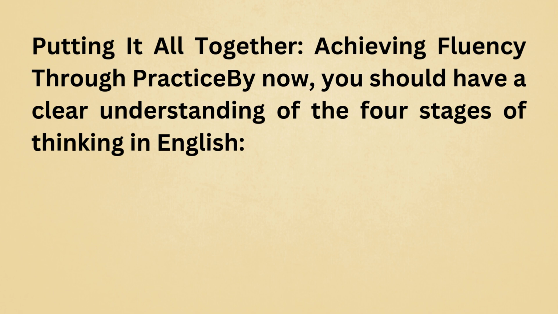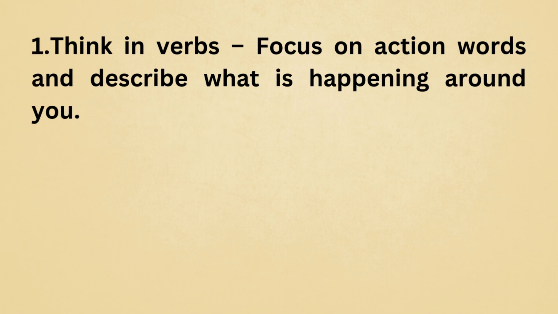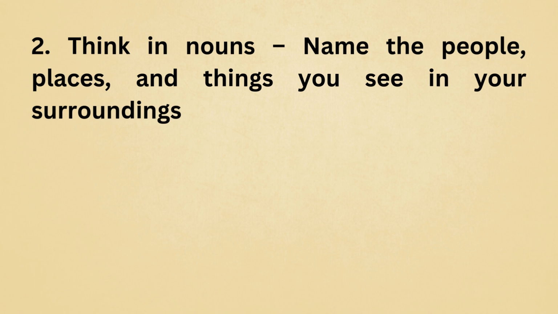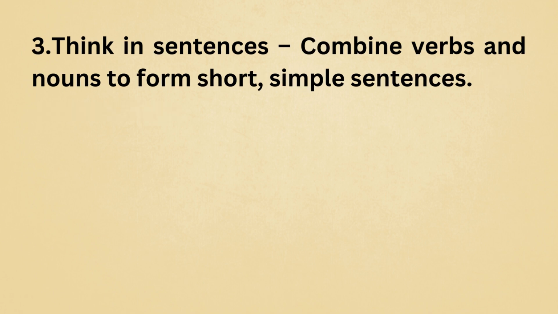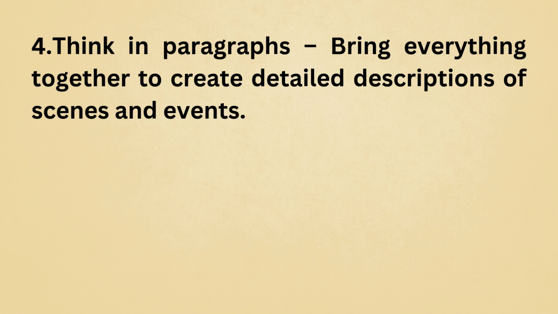Putting it all together. Achieving fluency through practice. By now, you should have a clear understanding of the 4 stages of thinking in English. 1. Think in verbs. Focus on action words and describe what is happening around you. 2. Think in nouns. Name the people, places, and things you see in your surroundings. 3. Think in sentences. Combine verbs and nouns to form short, simple sentences. 4. Think in paragraphs. Bring everything together to create detailed descriptions of scenes and events.